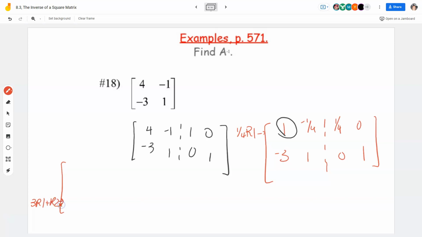Are we still getting there? Yes. I'm going to keep this one, -1/4, 1/4, 0. Keeping that. 3 times 1 minus 3. Gorgeous. 3 times -1/4 plus 1. How am I doing that math in my head? What did I do last week?